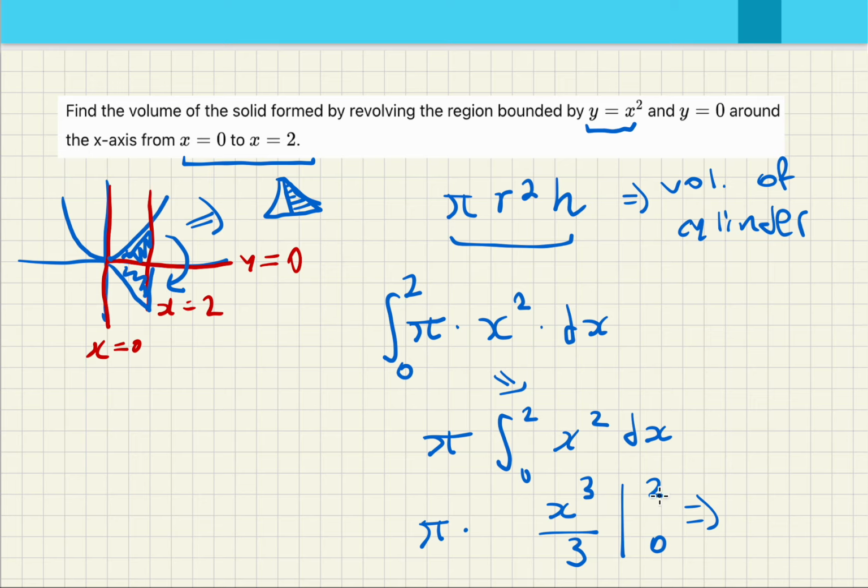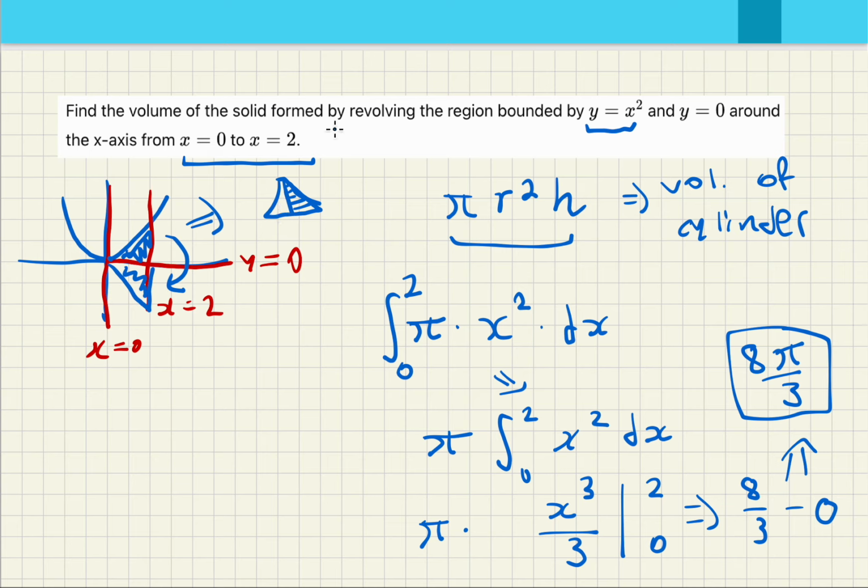And we plug in first 2. 2 cubed is 8, so you get 8 over 3, minus, plug in 0. 0 cubed is 0, over 3 is 0. So 8 over 3 minus 0 is 8 over 3. And then don't forget, we need to multiply by pi. So our answer is 8 pi over 3. And so this is the volume of this figure, the volume of the solid formed by revolving the region bounded by this equation around the x-axis.